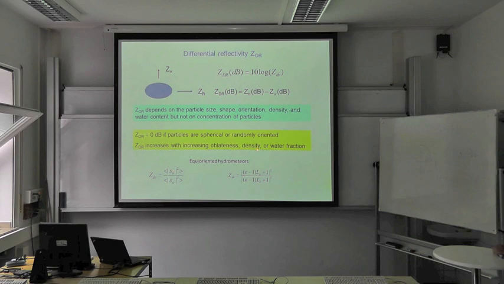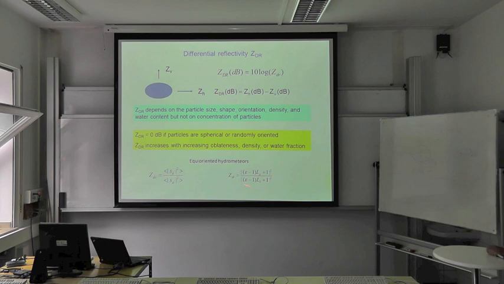ZDR increases with decreasing lattice density of water fraction. For equi-oriented hydrometeors, hydrometeors with the same orientation, like say raindrops, all raindrops are oriented like this, the axis of rotation will be vertical. So differential reflectivity is simply the ratio of these two ensemble average squared absolute values, so that is given as A.